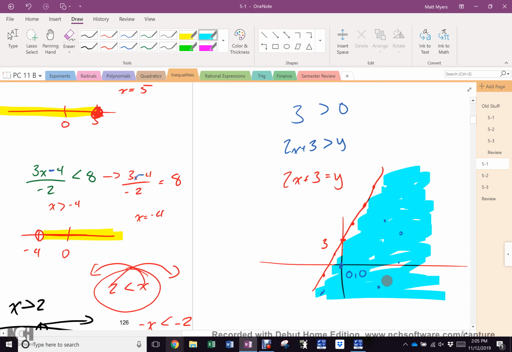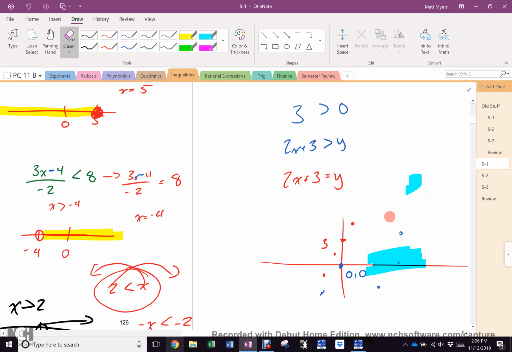Everybody cool? And that is where we are going. That is the basic foundation of the whole unit that we're about to do. Instead of just splitting the number line in two, we are splitting the entire coordinate grid in two, when it's a line.